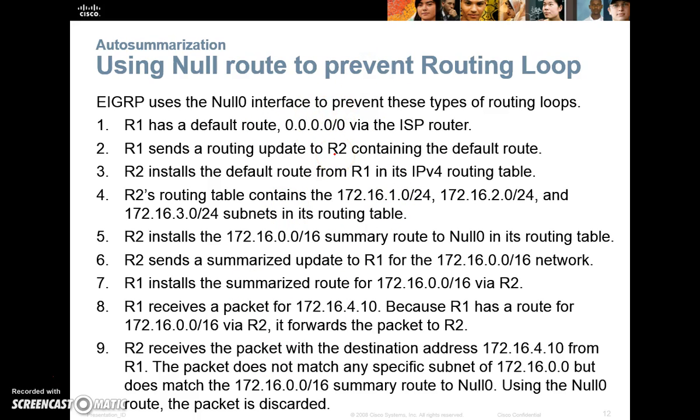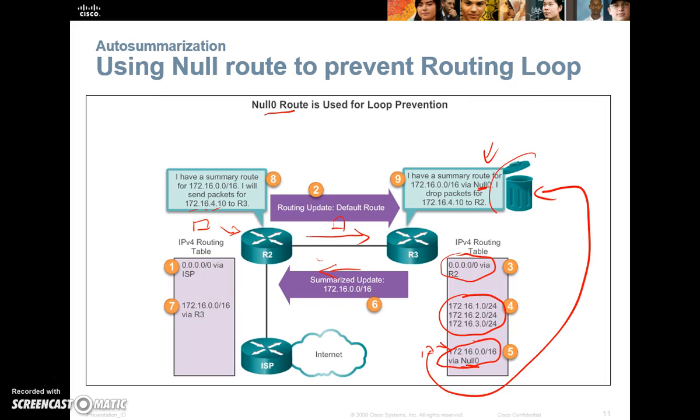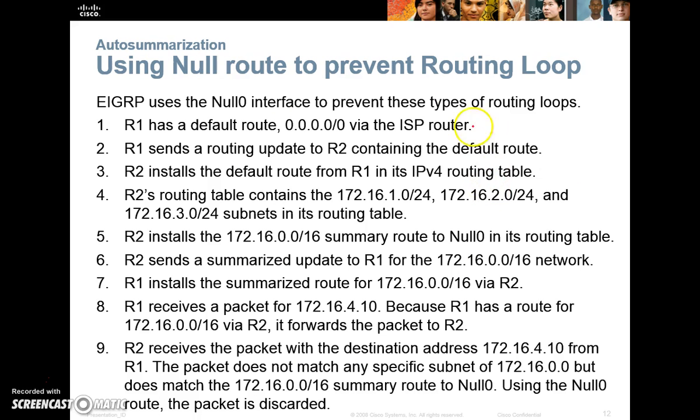There's some typo over here. This should be R1 and this should be R2, in order to match the description over here. So just make the change in your slides. Over here, R1 has a default route. R1 sends the routing update to R2, and R2 installs the default route from R1, and R2 also contains routes to 172.16.1, 172.16.2 and .3. And R2 installs the summary route.